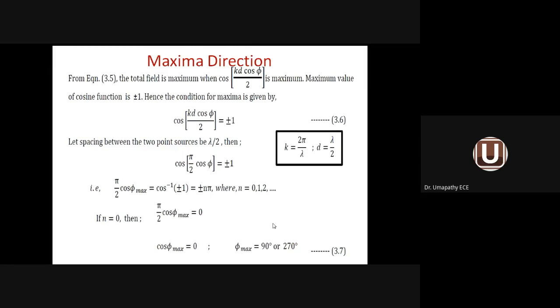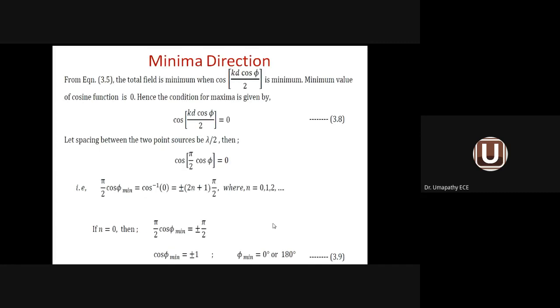So likewise, we have to find the minima direction and the half power point direction. Let us go to the minima direction. Minima direction, same thing. The cos of this angle becomes minimum when the cos function is 0. So I'm assigning 0 to this value. I'm substituting K equal to 2 pi by lambda, D equal to lambda by 2. I will get this equation. Then I will find phi minimum. This angle is called phi minimum. So phi minimum equal to plus or minus pi by 2. What is the value available here? Phi minimum equal to 90 or 180 degree. Am I correct?